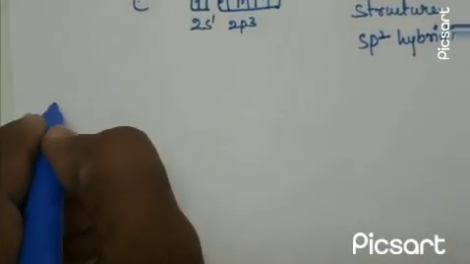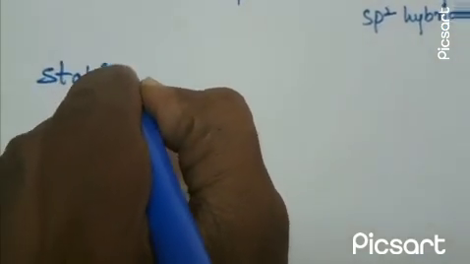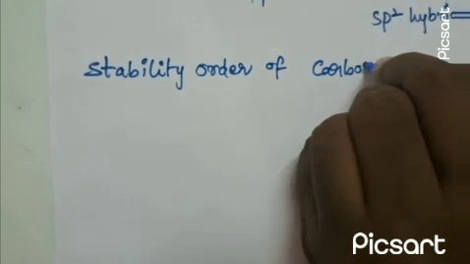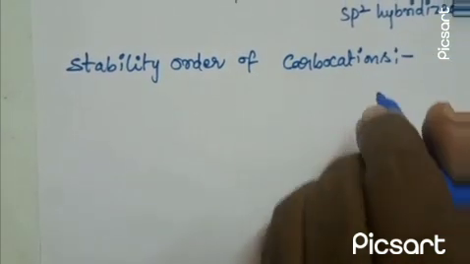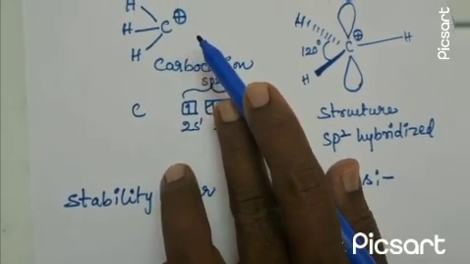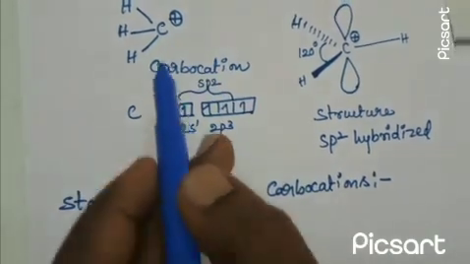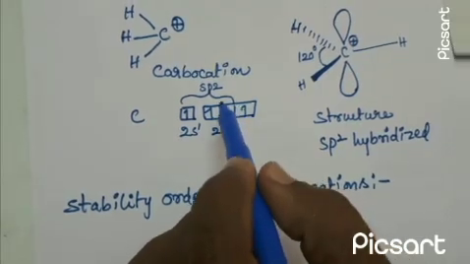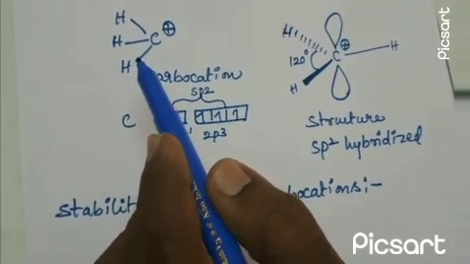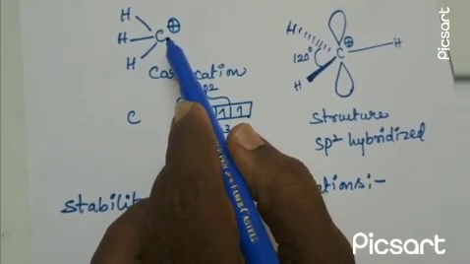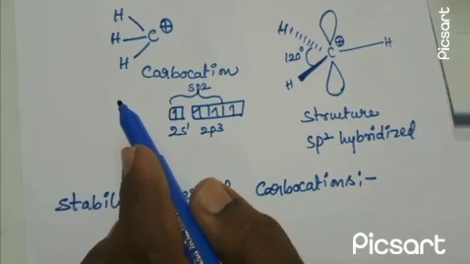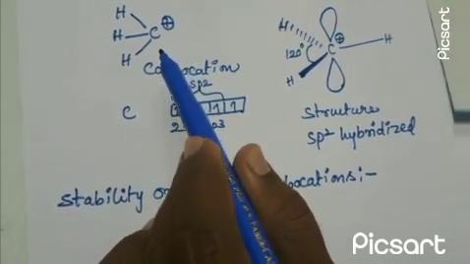Now, the stability order of carbocations. Here the carbon carrying the positive charge is electron deficient. To compensate for the electron deficiency, we need electron donating atoms on the carbon. When an electron donating atom is attached to the carbon, it gets stabilization, because the required electron for the carbon is given by the electron donating atom. So as electron donating groups increase, the stability of the carbocation increases.